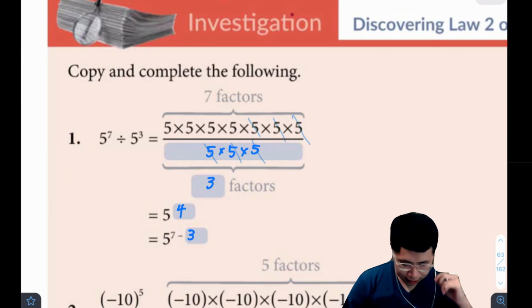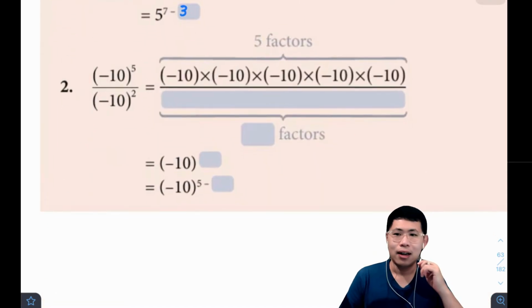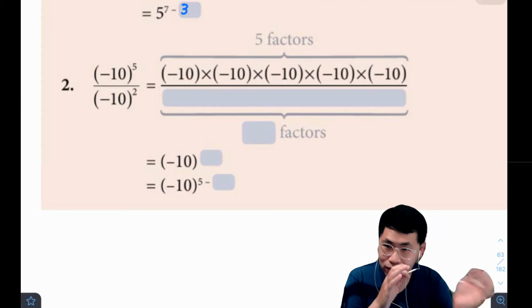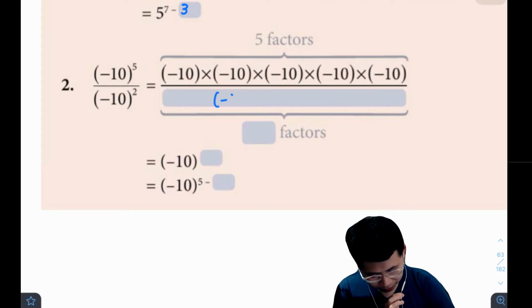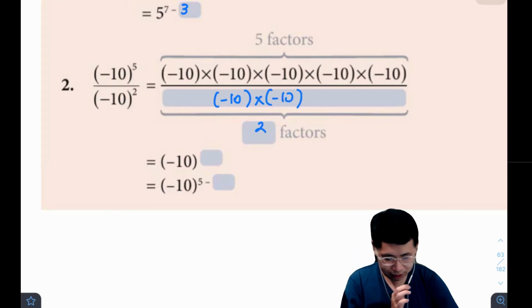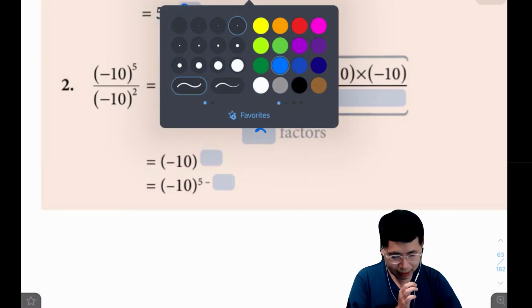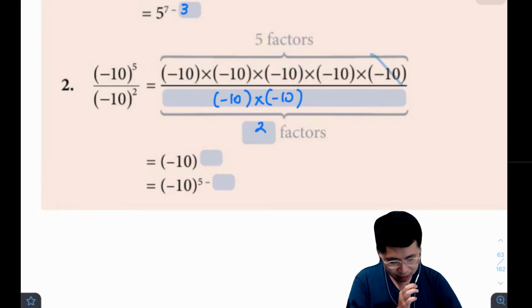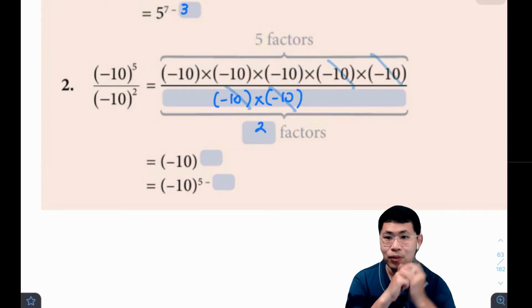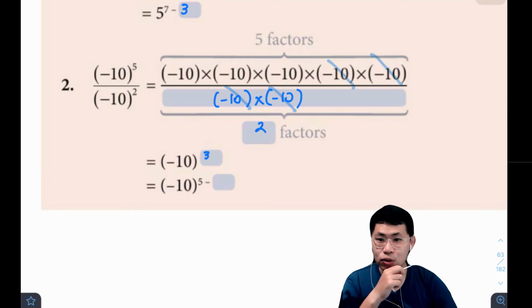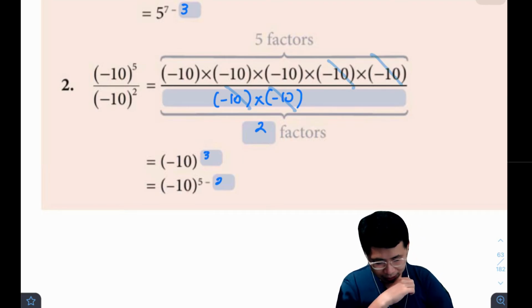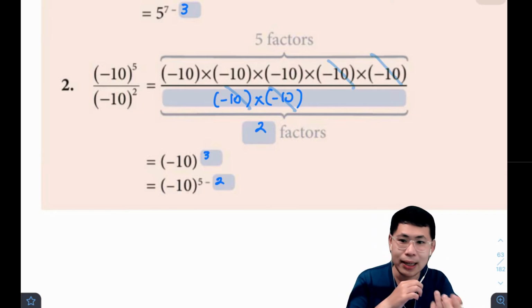Okay, let us take a look at negative numbers as well. We have negative 10 to the power of 5 and negative 10 squared. So at the bottom we have negative 10 times negative 10. We have 2 factors over here. So how are we going to cancel? We can cancel 1 by 1 like that. So just nice, we have 3 of the same bases left, so it is equivalent to 5 minus 2 to have 3 of them at the end.